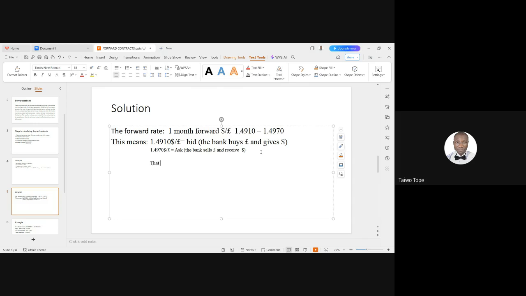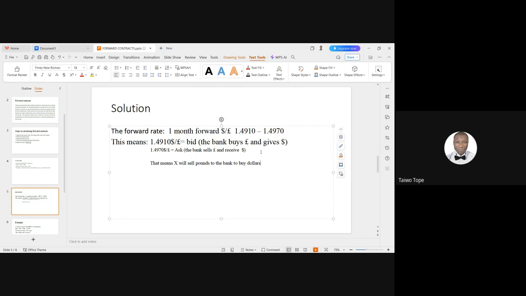That means X will sell pounds to the bank to buy dollars.